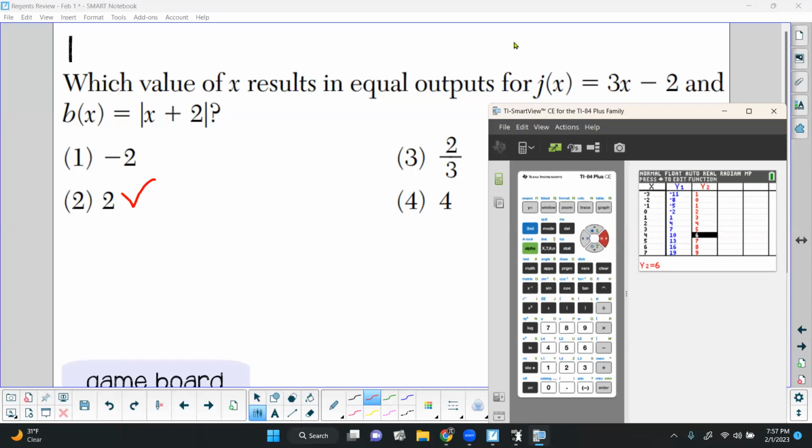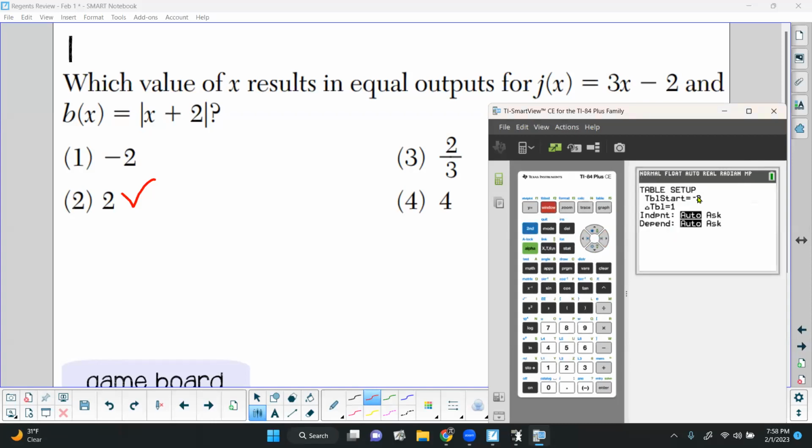But if there were two fraction responses, it might be hard for you to tell if they were answers. So don't forget, when you're in your table here, you can always change the table settings. And you can have it start at whatever number you want to check. So if I want it to start at 2/3, I'm just going to put a 2/3 here. Start at 2/3. All right, I'm going to start my table at 2/3.